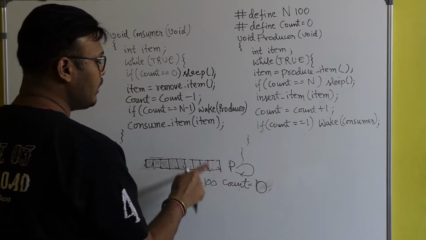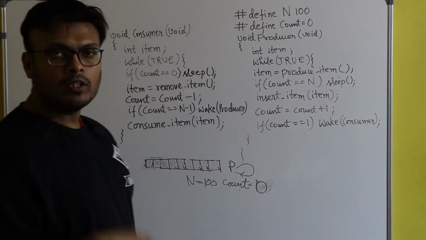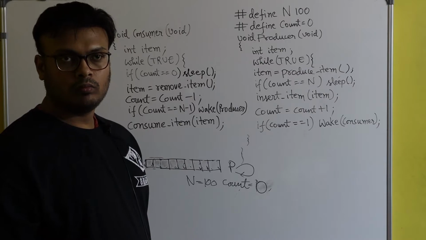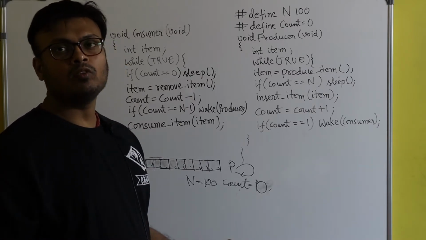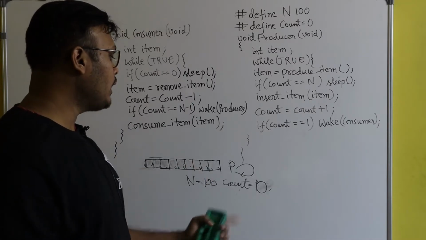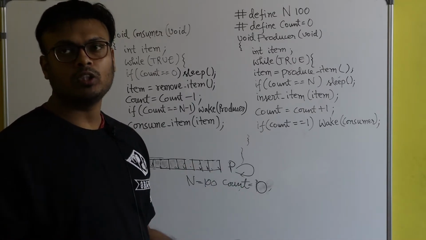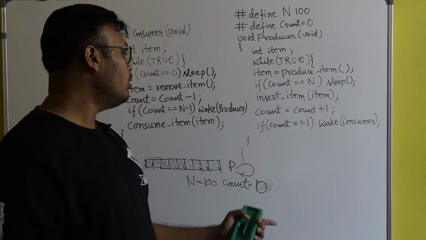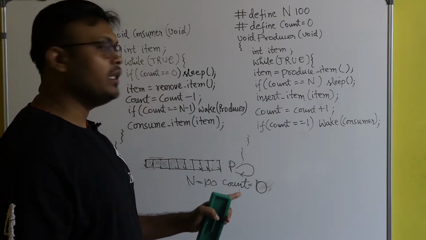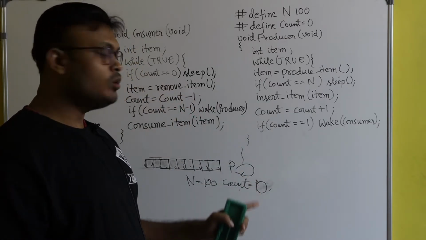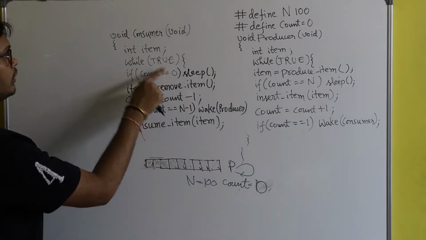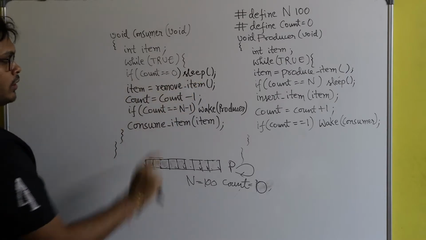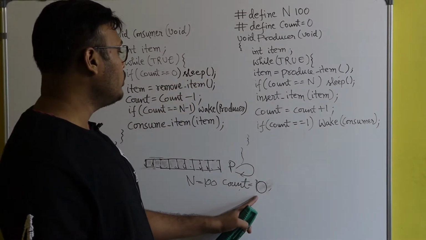If the count was 0, then the consumer has nothing to consume. What will the consumer consume from an empty buffer? Count is 0 means the buffer is empty, so the consumer can't consume anything. So the consumer was sleeping. Here you can see, if count is equal to 0, consumer sleep. So the consumer was sleeping when count was 0.